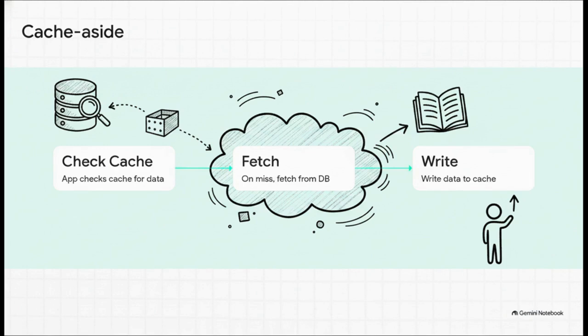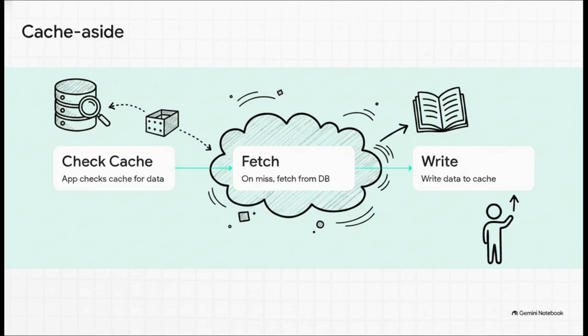First, the application checks the cache for the requested data. If it's not there, a situation we call a cache miss, the app moves to step 2 and fetches the data directly from the main database. Crucially, in step 3, the app writes that newly fetched data into the cache so it's ready to go for next time, and then finally returns the data to the user. So in this strategy, the cache sits aside the database, and your application code is in total control of the entire loading process.